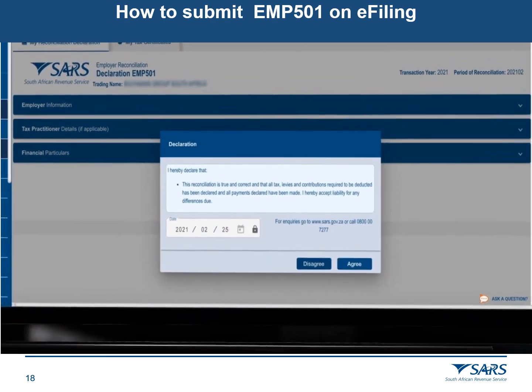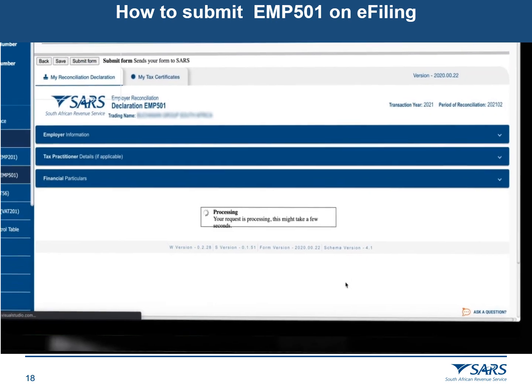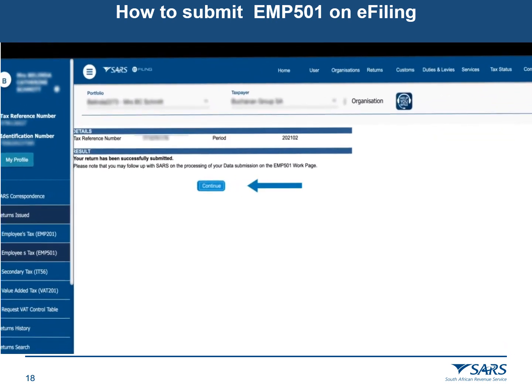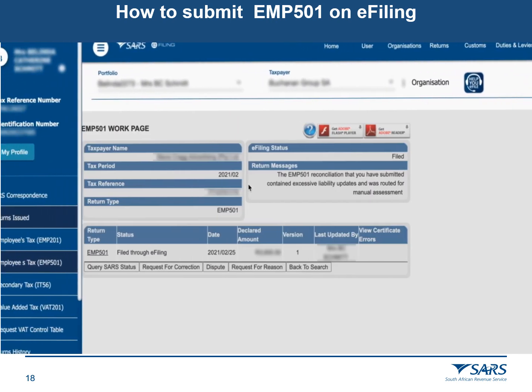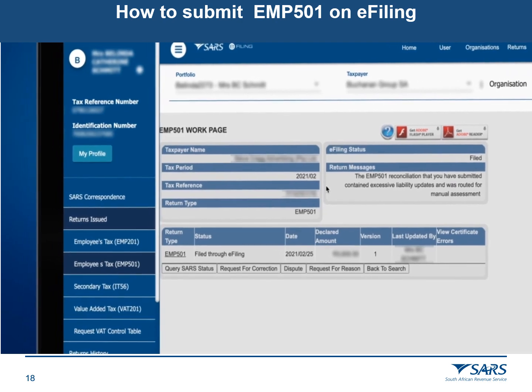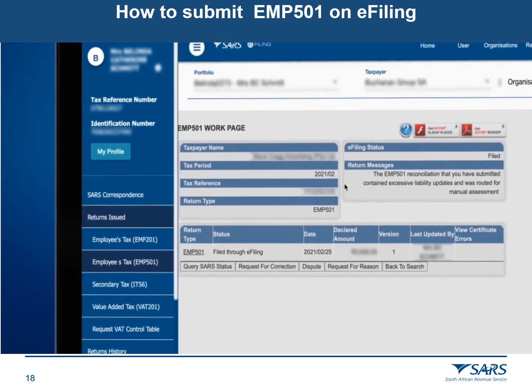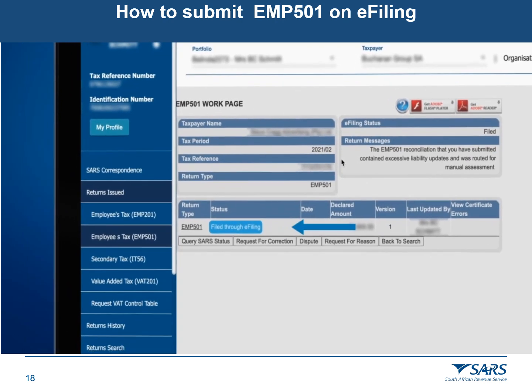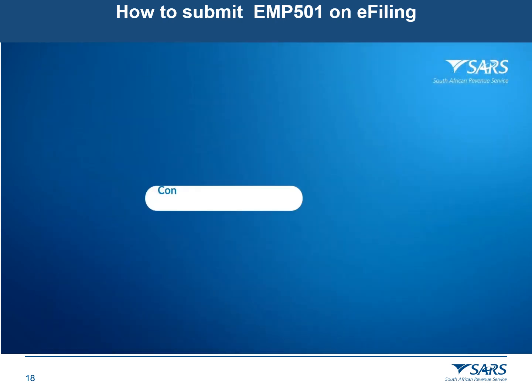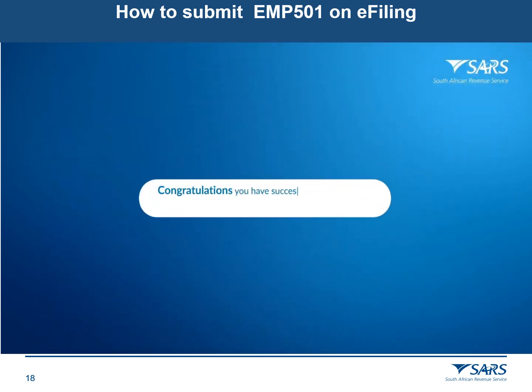Carefully read the declaration and then click Agree. Your return will be submitted. Now click Continue. This will take you to the EMP 501 work page. The status of your return will now be displayed as filed through eFiling. Congratulations! You have successfully completed and submitted your EMP 501 declaration on SARS eFiling.